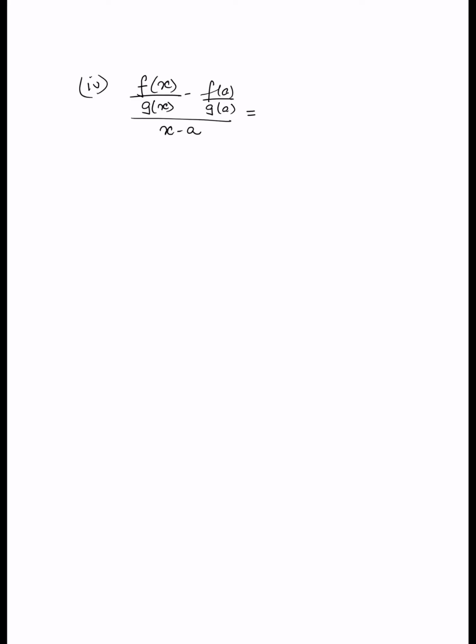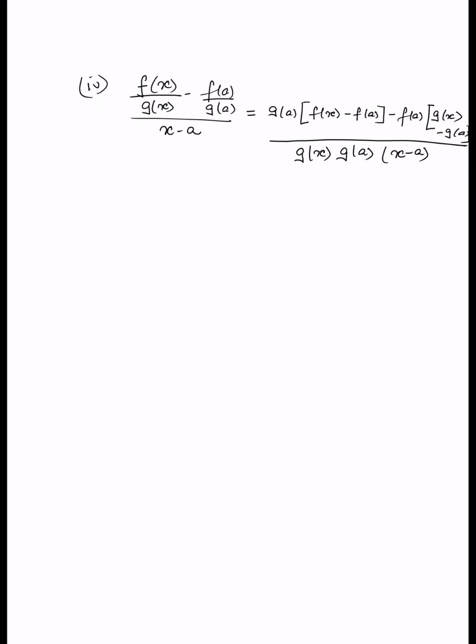Now all we will do again is to do some massaging of the numerator to show that the numerator is in fact g of a times f of x minus f of a, minus f of a times g of x minus g of a. This whole thing is divided by g of x, g of a times x minus a. All we have done is cross multiplied out the numerator of the fraction on the left hand side and then added and subtracted the term corresponding to g of a times f of a. So g of a times f of a has been added and subtracted to write it as follows.